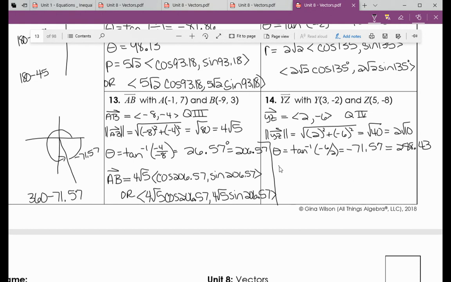Now, to write your final YZ vector in trig form, I apologize, we can put our 2 square roots of 10 out in front, and we can do cosine 288.43, sine 288.43, or you can do that as a scalar multiplier and put the 2 square roots of 10 with both trig functions inside the component vector.